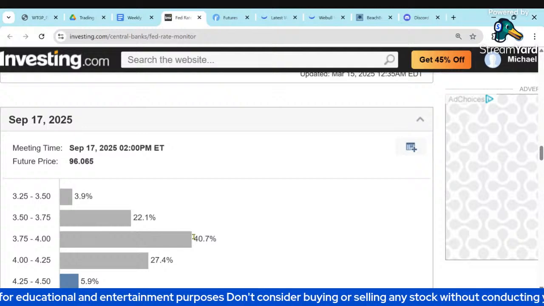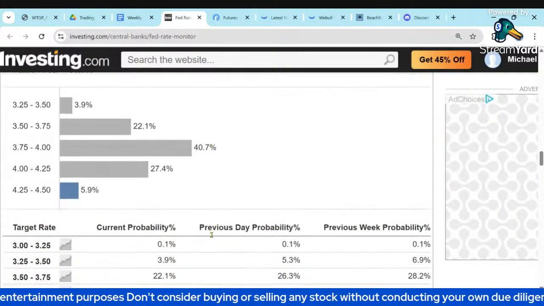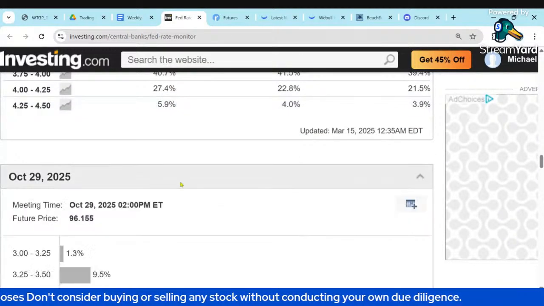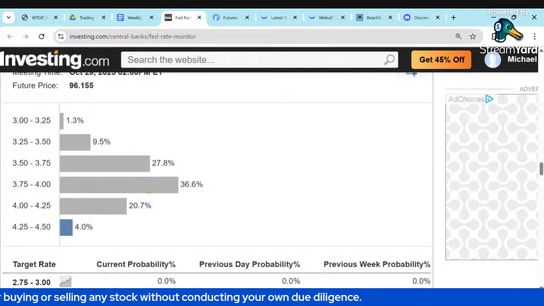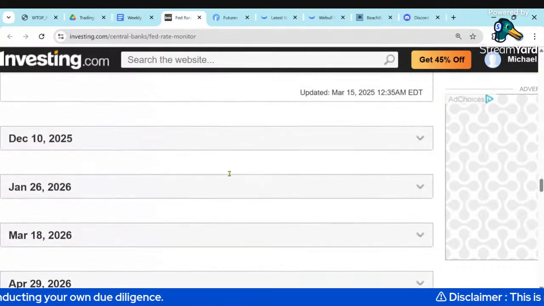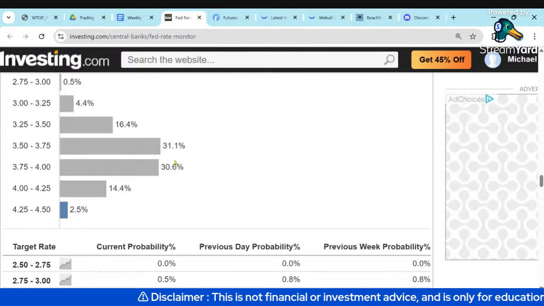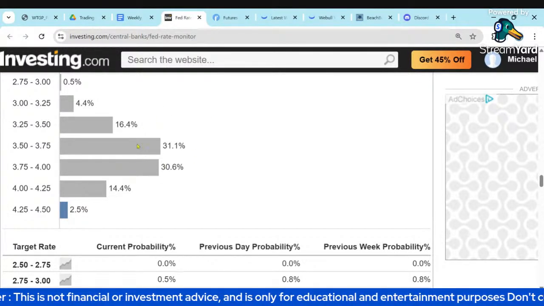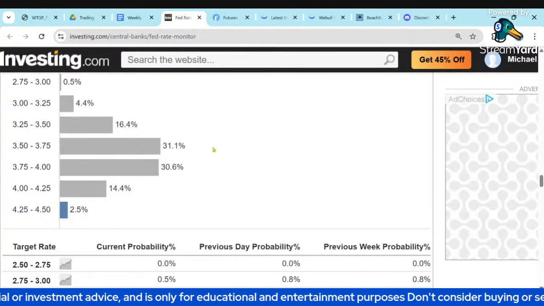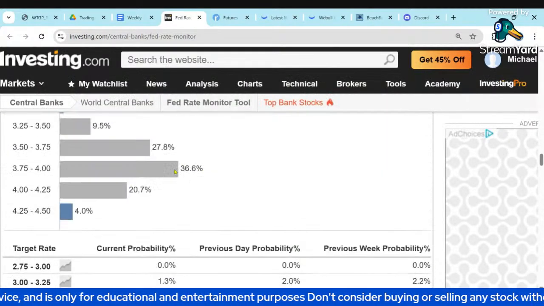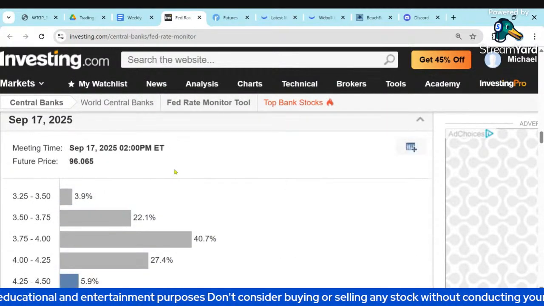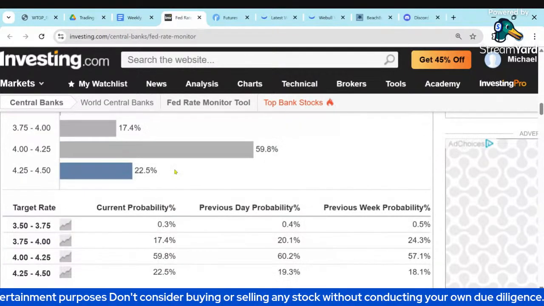September, now we've got two cuts most likely by September. October, still two cuts, with some chance of three. And by December, we've got three cuts, a little bit higher probability than two. So in general, the market's expecting three through the end of the year. One by June, one other by September, and maybe a third by December.